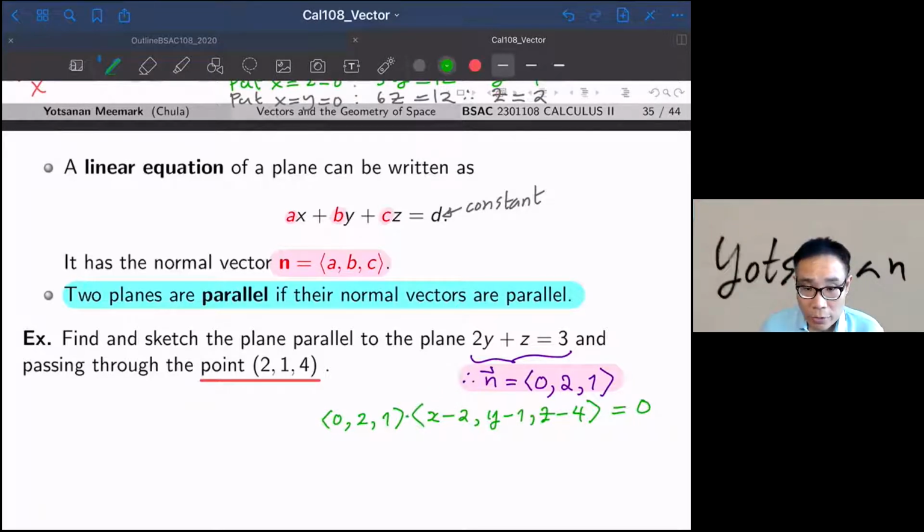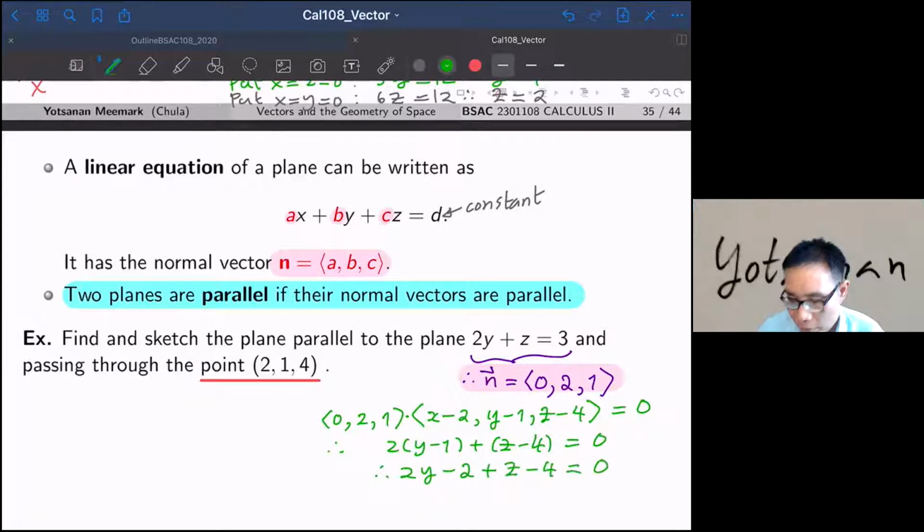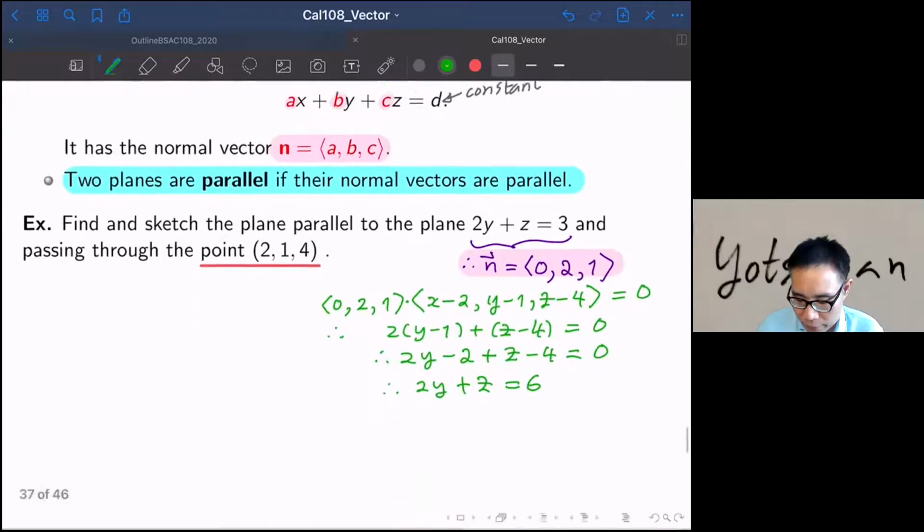And so you're going to get the equation 2(y minus 1) plus (z minus 4) equal to 0. So this would allow you to have 2y minus 2 plus z minus 4 equal to 0. So you would get 2y plus z equal to 6. Okay, so you have 2y plus z equal to 6 for the equation of this plane.